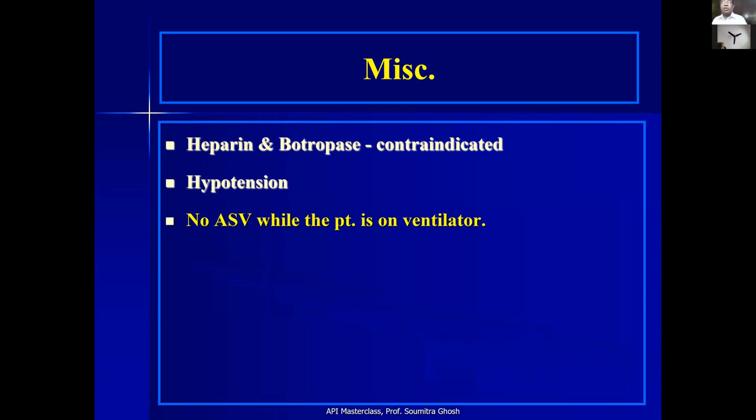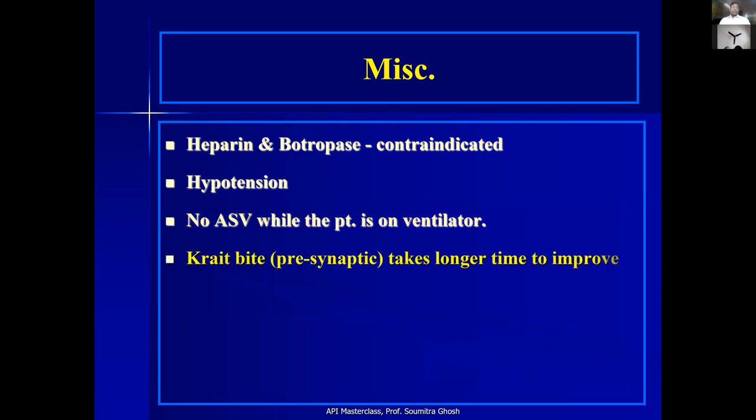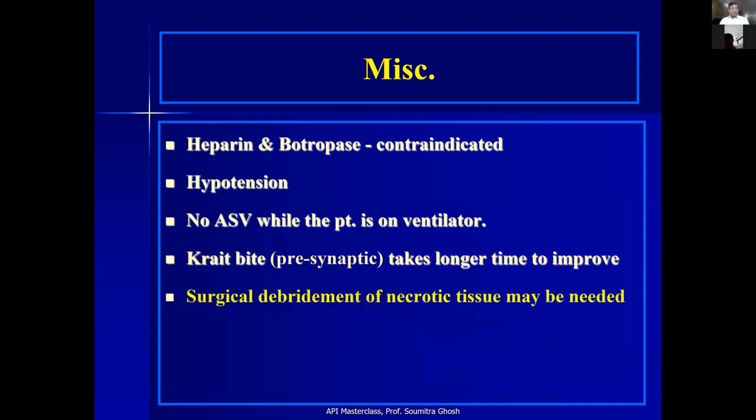In a neurotoxic bite, if the patient is on a ventilator, do not waste this ASV, because that is not required. This snake venom is a formulation with amino acids, it's a protein, and it will actually go out of the body after some time. In a krait bite, it takes longer time to improve. Surgical debridement of the necrotic tissue may be needed.